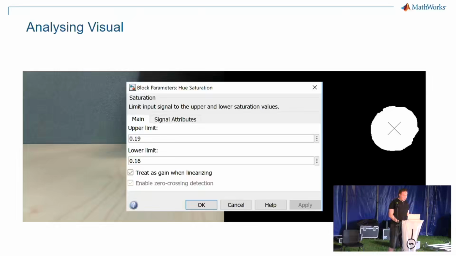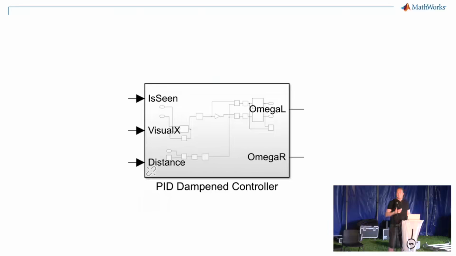So that was the visual side. Let me now move on to the second problem, which is, now you know where the tennis ball is, how do you move to it? And to demonstrate that this is not a trivial problem, I'm going to show you a couple of naive controllers.